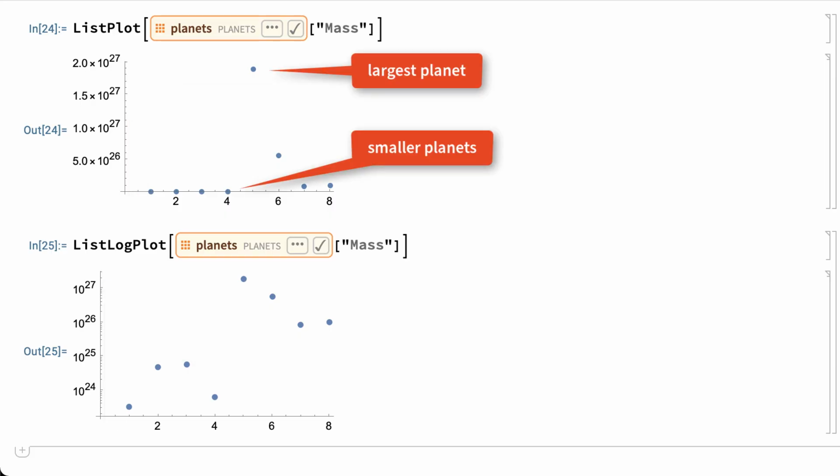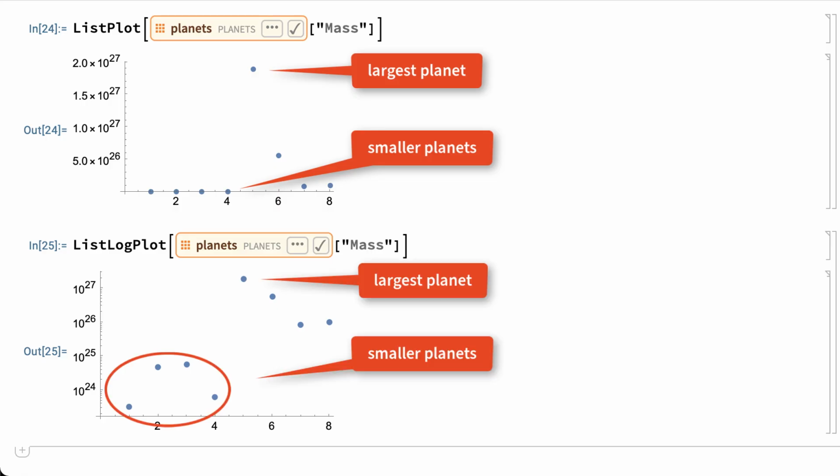On this scale, the masses of the smaller planets are so small that it is difficult to see those masses or to compare those masses with each other. Showing these masses on a logarithmic scale makes it easier to see and compare all of the masses on the same plot.